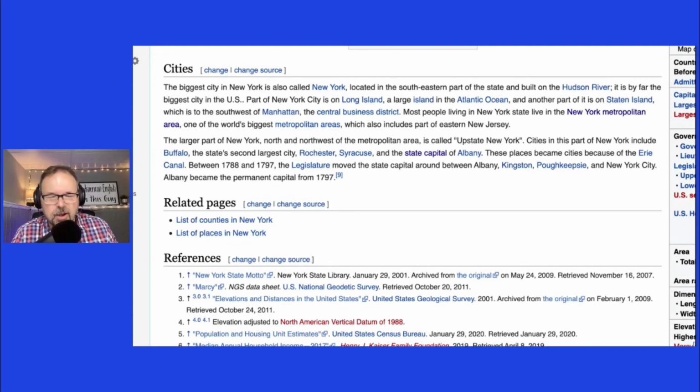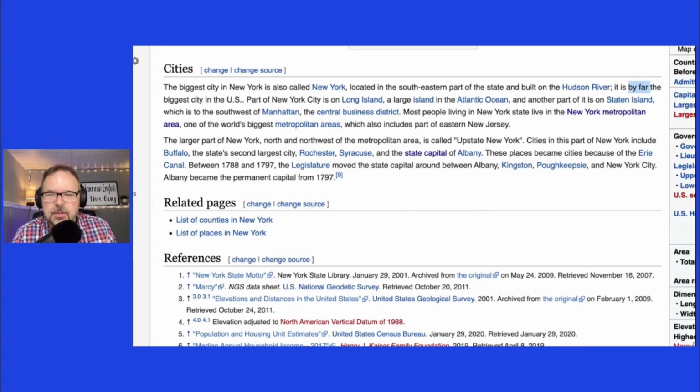Now let's talk about some of the cities of New York. And it's hard not to talk about the biggest one. I think even in the United States, when you say New York, most people think of the city first and not the state. The biggest city in New York is also called New York, located in the southeastern part of the state and built on the Hudson River. It is by far the biggest city in the US.